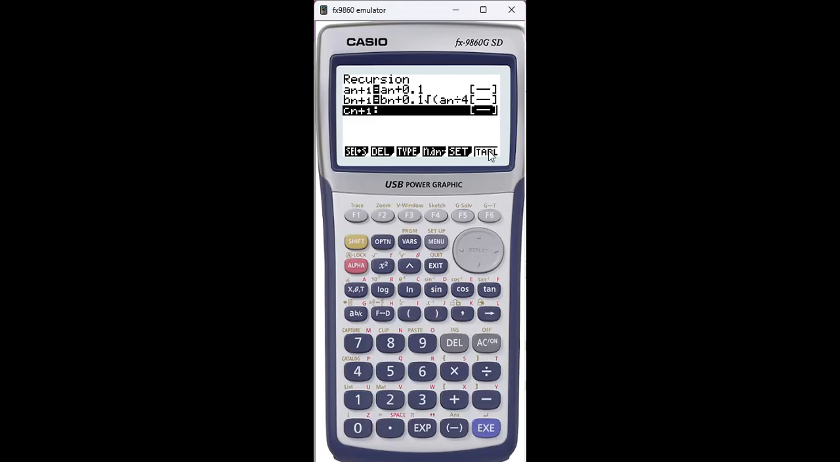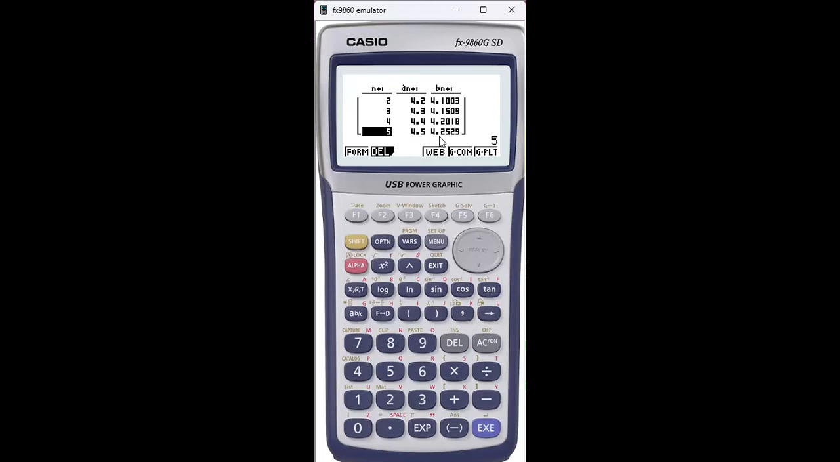Then see the table. There is table option. So you can see this table over here. You can see this. We need 4.5, right? So you can see this 4.5. Then y will be 4.25. When x is 4.5, y is 4.25.